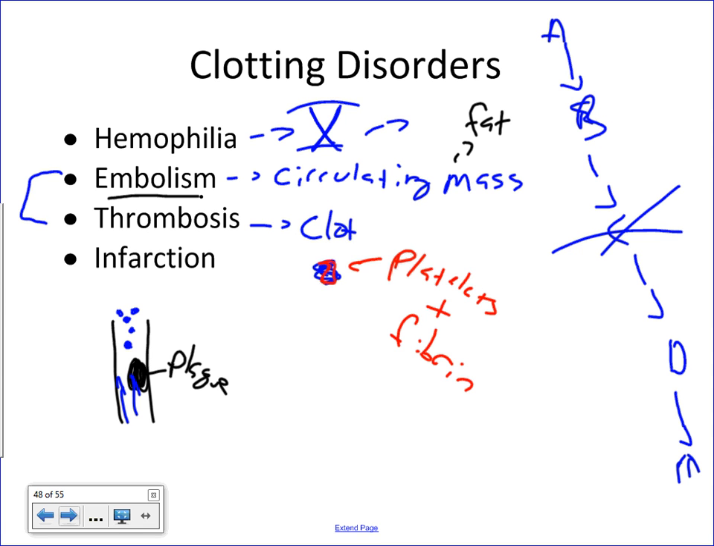All right, but if we start busting up chunks of this plaque, they're going to circulate around in the bloodstream, and then they could get stuck in the smaller vessels of the body, and then cause a heart attack or a stroke or other complications depending on where it gets stuck.